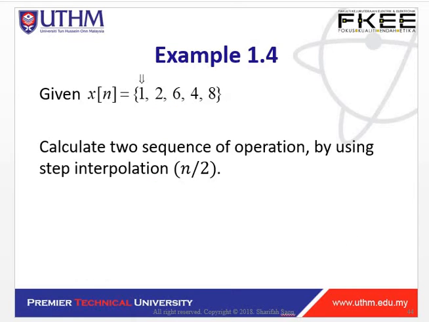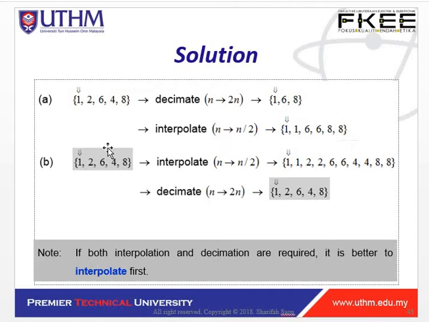Now let's look at an example. Given the xn is 1, 2, 6, 4, 8, and the origin is equal to 1. So calculate the two sequences of operations by using step interpolation. Okay, n over 2. So first of all, let's do the decimation first. Decimation means that you reduce the sample size. 1, 2, 6, 4, 8. So reduce the sample size by 2, which means that you jump 2 steps. So 1 and 6 and 8.